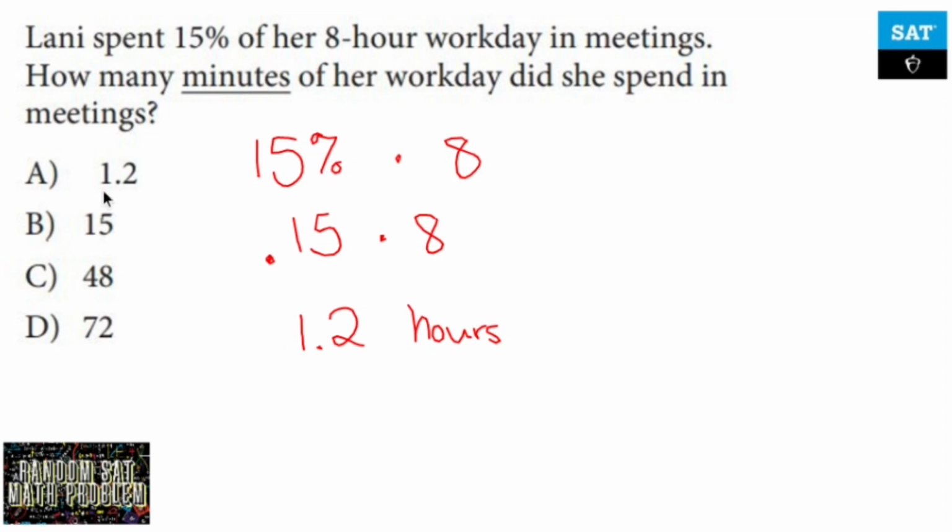Oh, but wait a minute. They don't want hours. They even underlined minutes for us. Let's do the old-fashioned multiplication way and do 1.2 times 60.